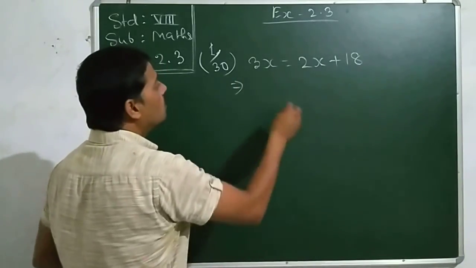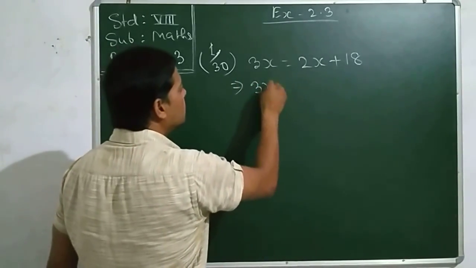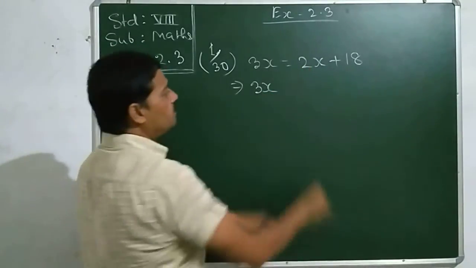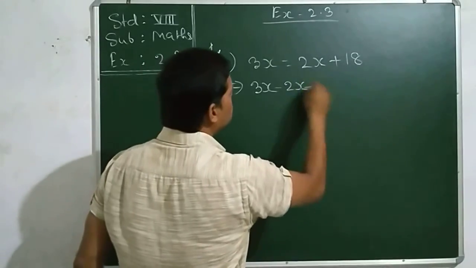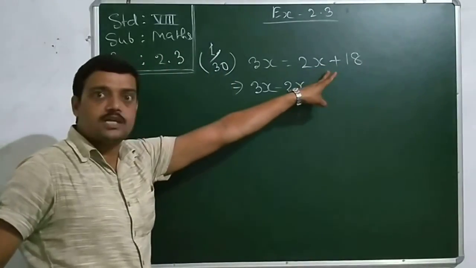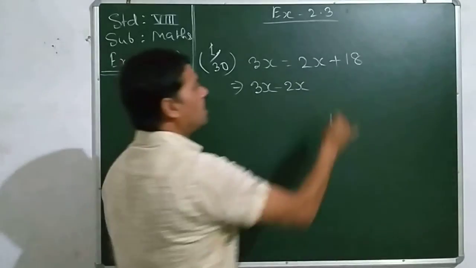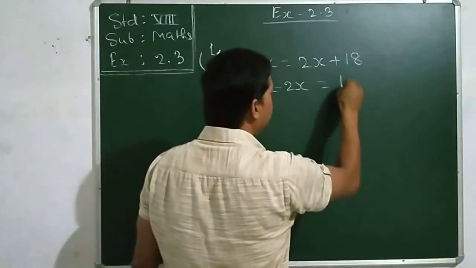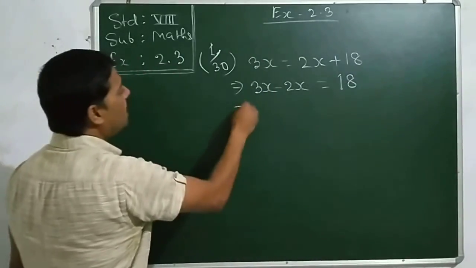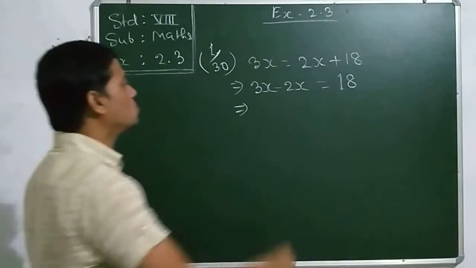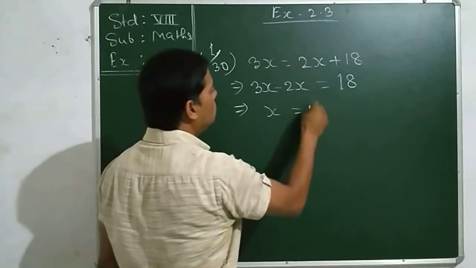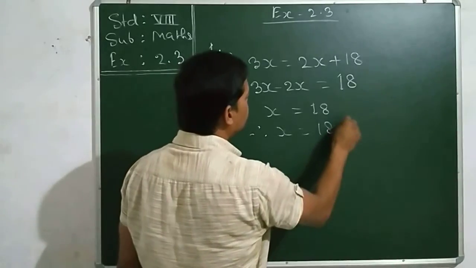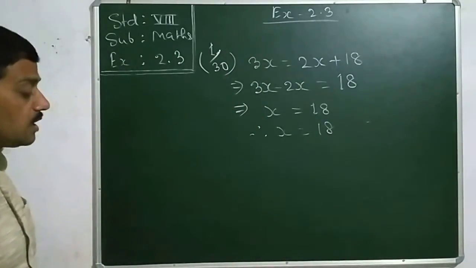So in the next step we will solve it. 3x: when this term comes to the LHS, it is positive, it will turn to negative, 3x minus 2x, and this was already a positive sign. So in the RHS we write only plus 18, we don't need to mention the plus sign, only 18 will appear. And carry on the remaining steps. 3x minus 2x equal to x equal to 18. Therefore x equal to 18 is your correct answer. In this way you can solve the remaining ones.